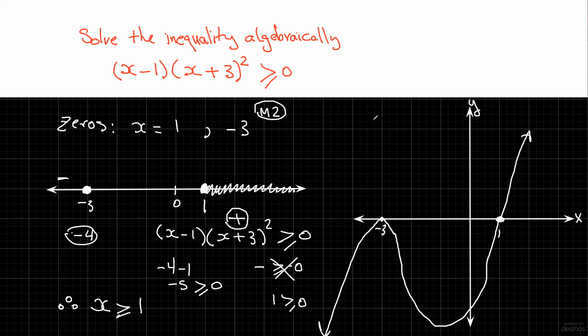Also, the solution could be written as between 1 and infinity. Okay, so either this or this is acceptable. So x is greater than or equal to 1. That means from 1 on this way, or between 1 and infinity, which means the same thing. Okay.